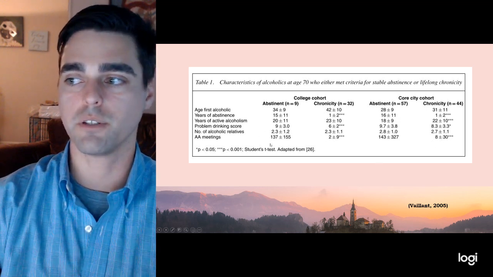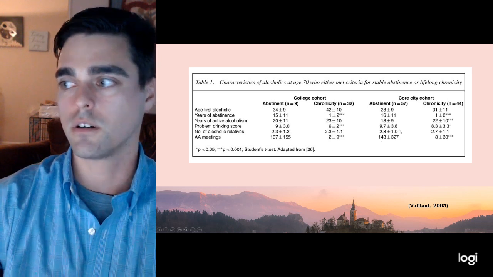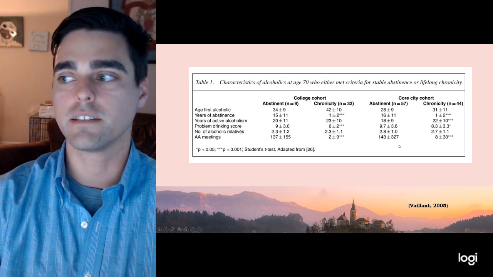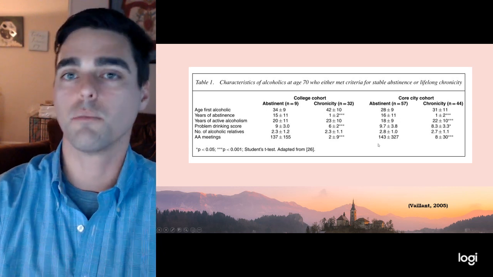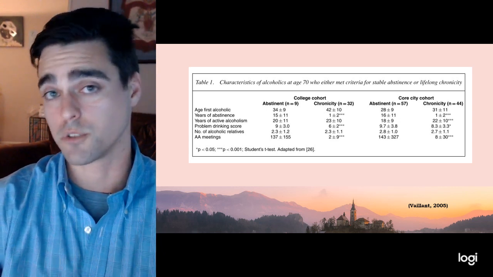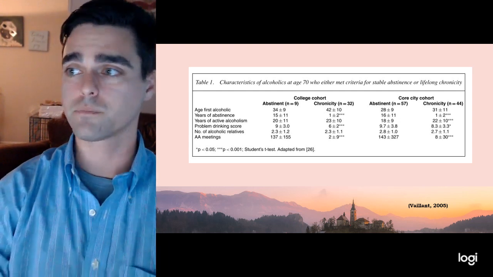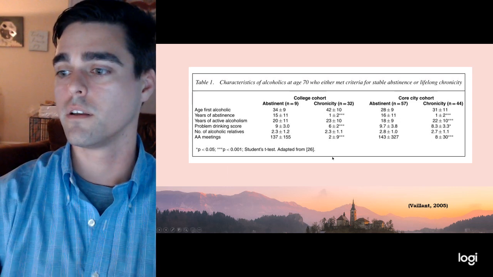Versus the people that went to 137 or 143, right? The number of meetings that you go to directly relates to the probability that you'll achieve long-term sobriety. And that's one of the reasons why 12-step facilitation is so important. Let's look at the next slide.